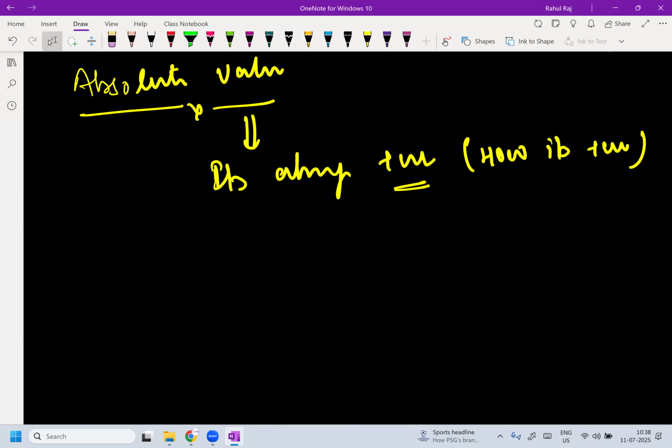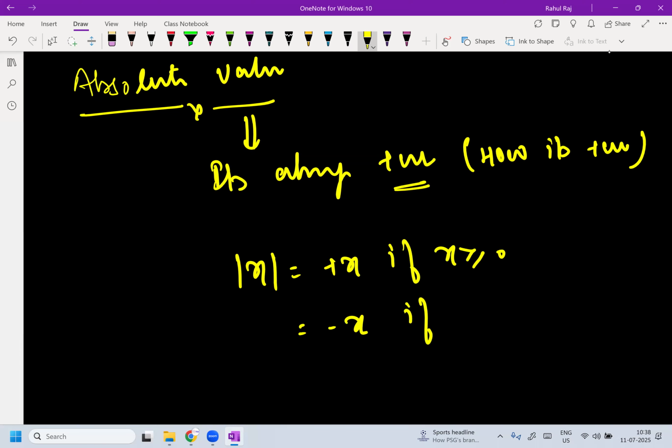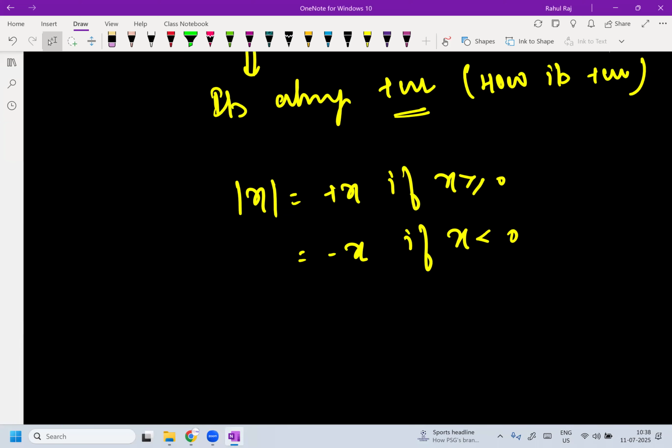So, let's see here. What is the standard definition of mod x? Mod x is equal to positive x if x is greater than or equal to 0, and negative x if x is less than 0. Please understand, Shweta, this negative x is also a positive element. Do not be confused at all. Ensure that this negative and x are two separate elements.